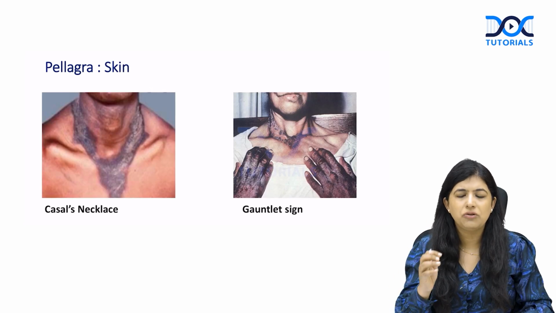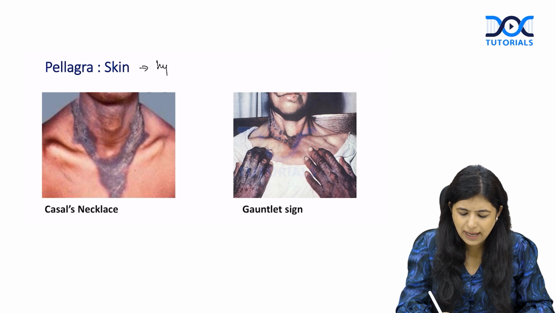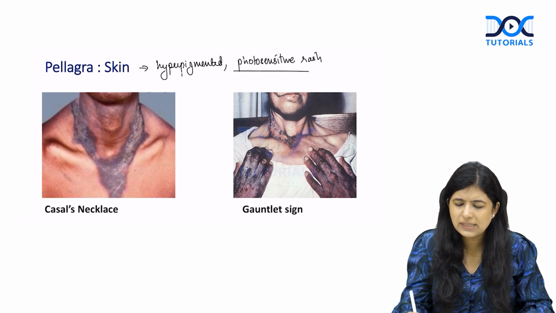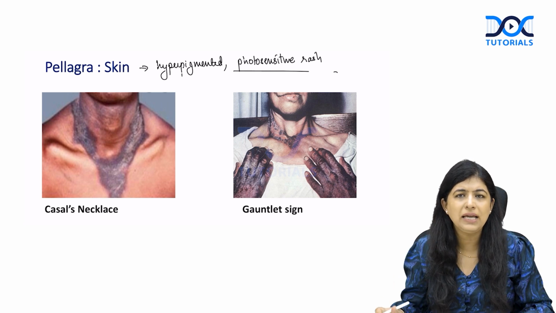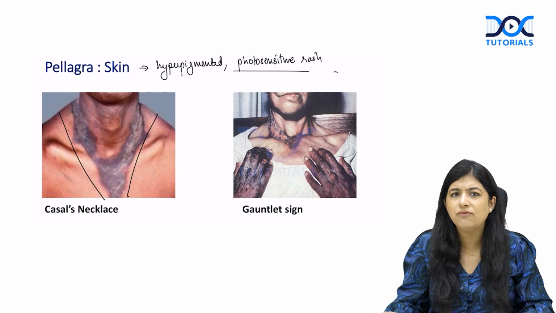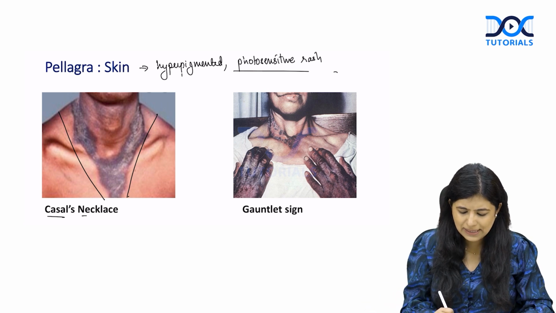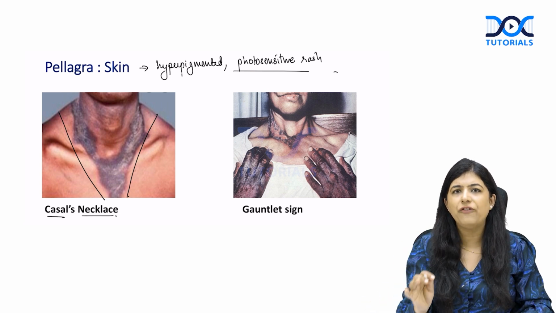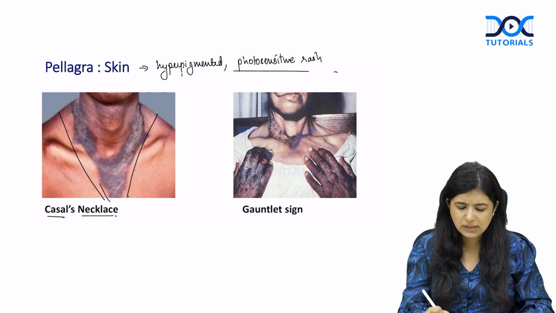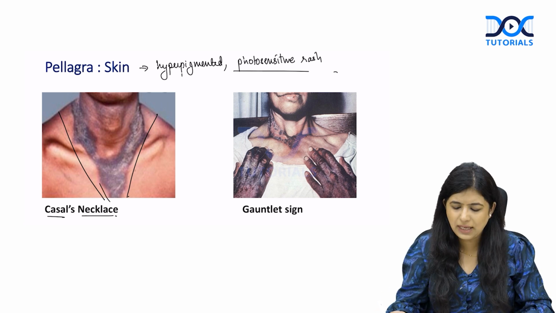In the skin, the rash in pellagra is a hyperpigmented photosensitive rash, that is, it is present in areas which are exposed to sun. That includes face, neck, and the hands. Now, on the neck, when you see this hyperpigmented rash in the V distribution, it is called as the Casal's necklace. A very, very important image for all the exams. Casal's necklace will be this V-shaped rash that you see in the neck.